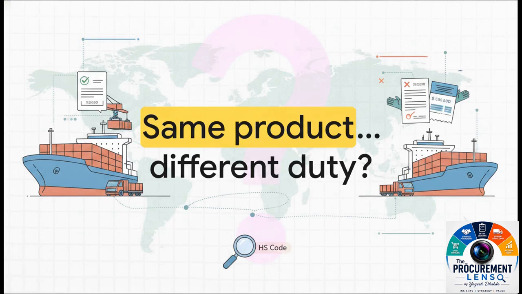Picture this for a second. Two identical shipments arrive at a port. I mean, exactly the same product, same weight, the whole shebang. Yet, one of them ends up getting hit with a massively higher customs duty. Crazy, right? Well, how does that even happen? Honestly, it usually boils down to one tiny, sneaky detail: a wrong HS code. It's the kind of small error that literally destroys financial forecasting. Let's look at exactly why that is.